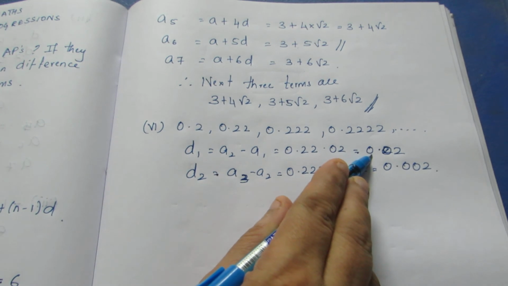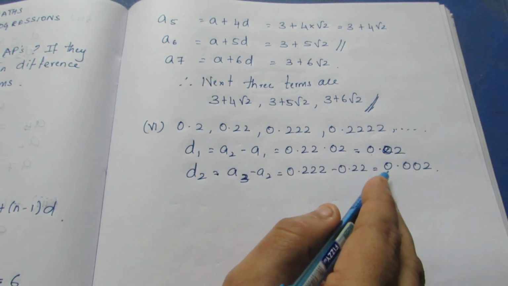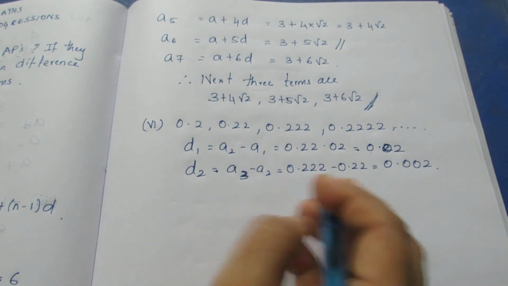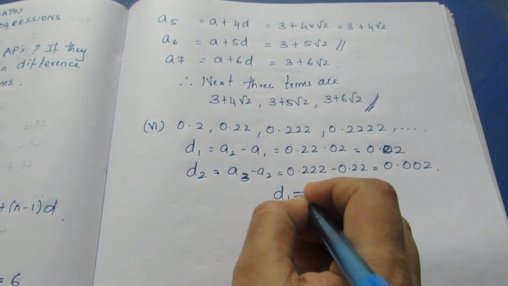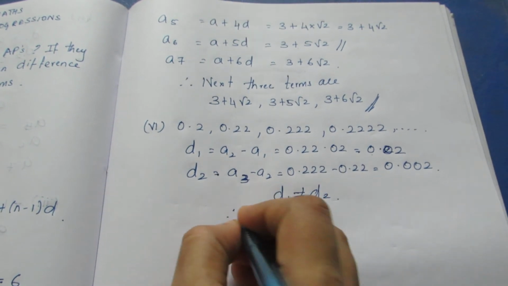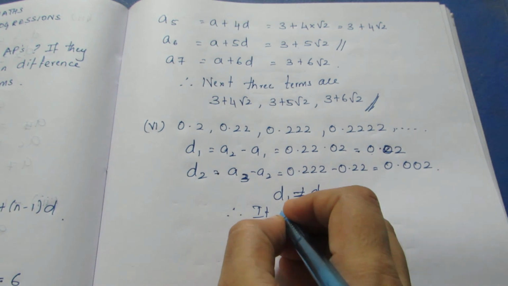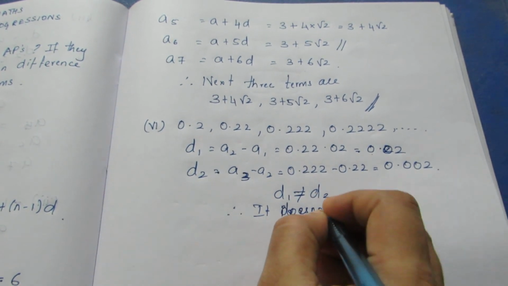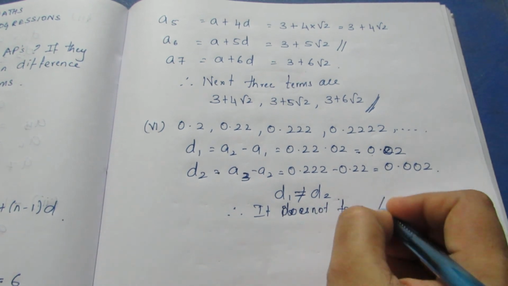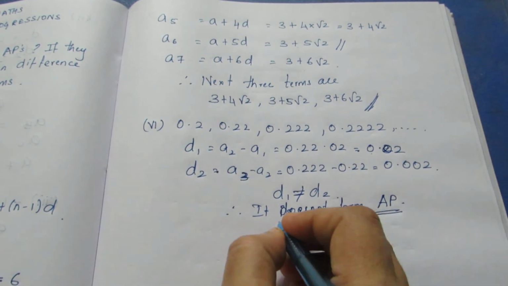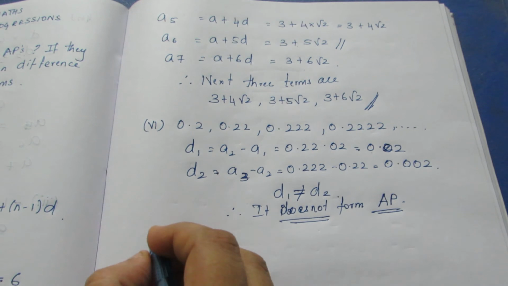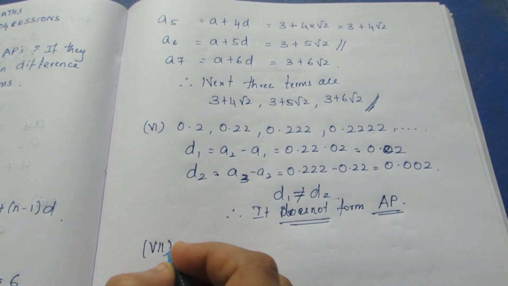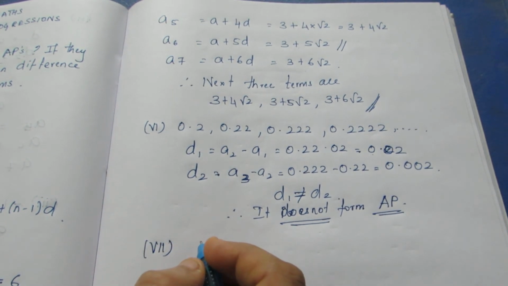Here the common difference D1 is 0.02. Here the common difference D2 is 0.002. So D1 is not equal to D2. Therefore, it does not form an AP. Does not form AP, so no need to find D, leave it off. We'll move on to the next sum, seventh sum.